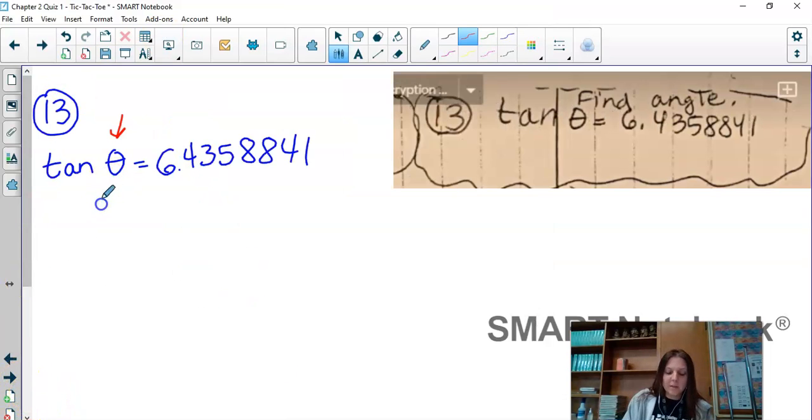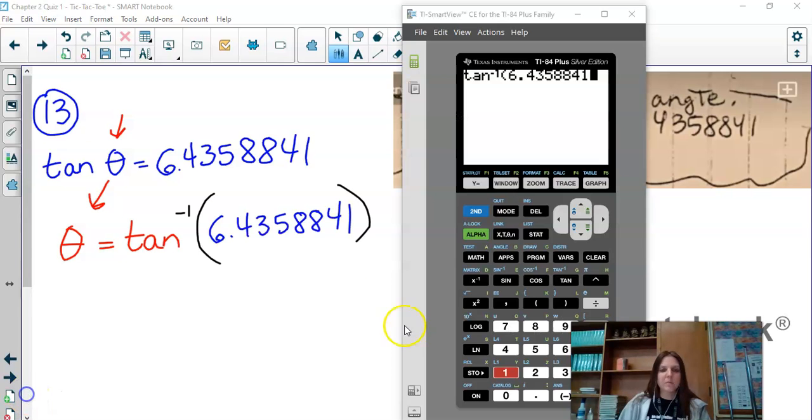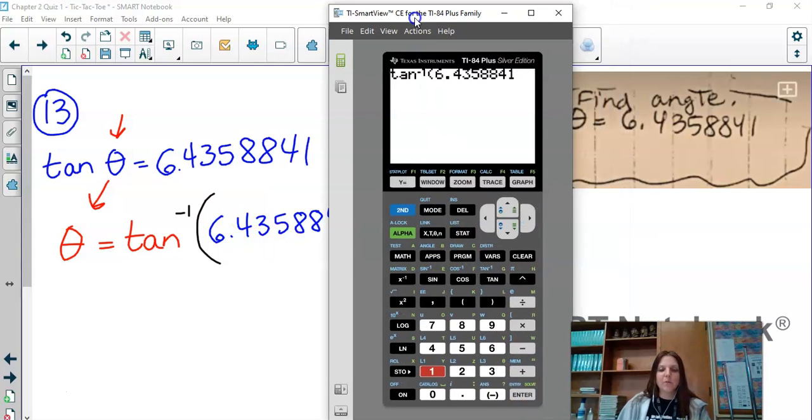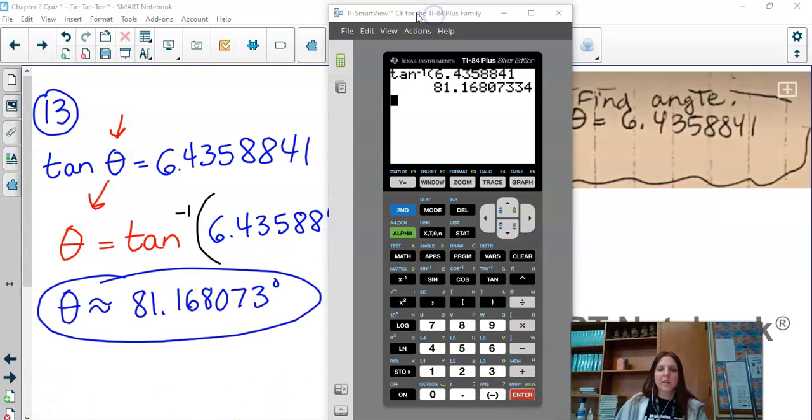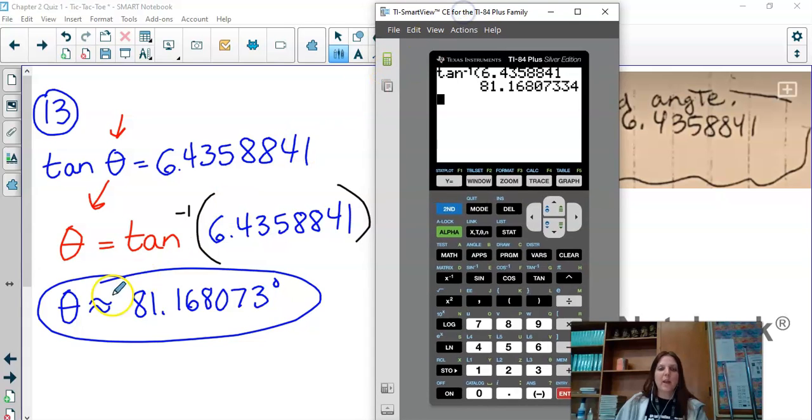Question 13 is another calculator question. You're trying to find theta when you are given the trig function value, missing the angle. Remember, you're going to do the inverse of the trig function, so inverse tangent. So this is a direct calculation. I just have to hit second tangent and type in the number. I don't have to do any inverses or any reciprocals or anything, and then round your answer to 6 decimal places. And you can see what I got for theta.